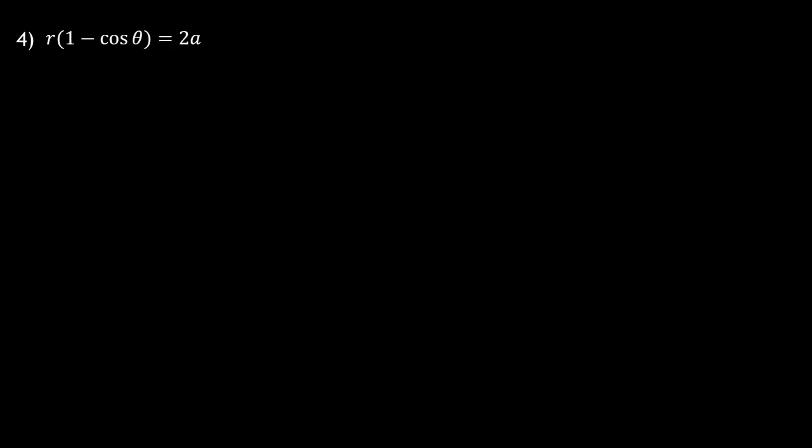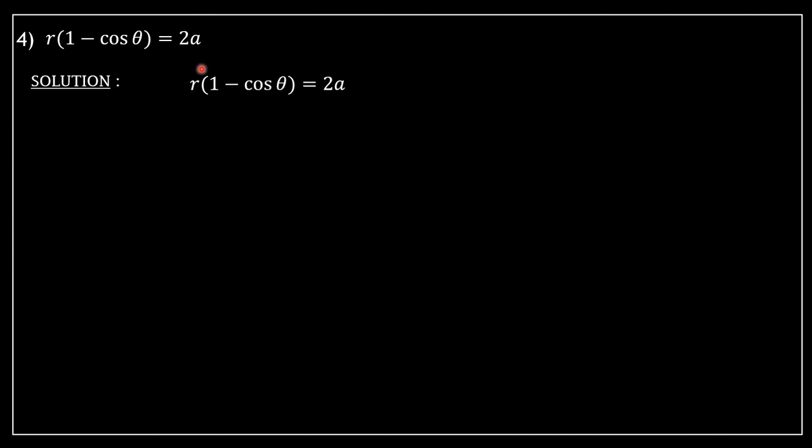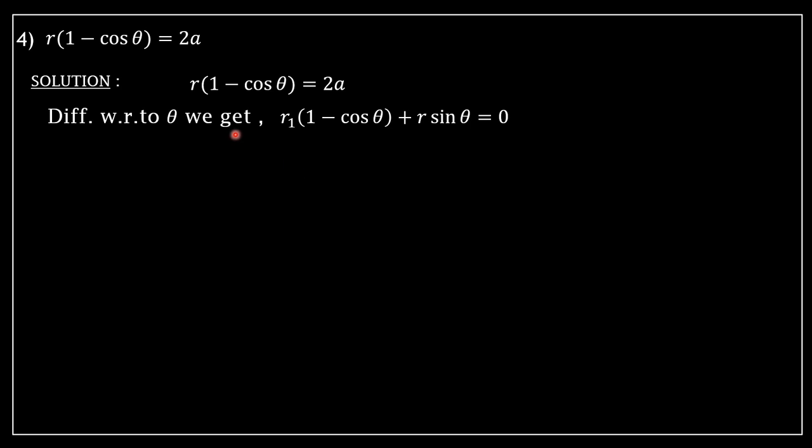Next problem, that is to find the pedal equation of the curve r into 1 minus cos theta is equal to 2 into a, where a is a constant over here. Let me first find the ratio R1 by R, students. Consider the given curve. Differentiate the given curve with respect to theta so that the equation reduces to the form. Over here, I am applying the product rule. So differentiation of r with respect to theta, that is R1, into the second function as it is, plus r into derivative of 1 minus cos theta.